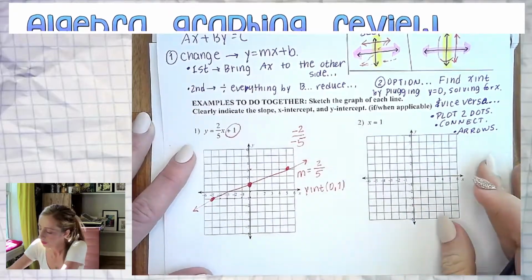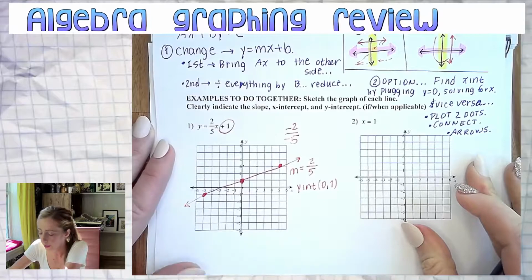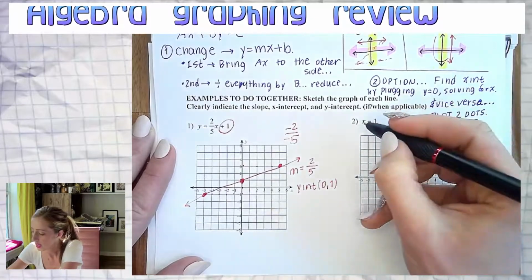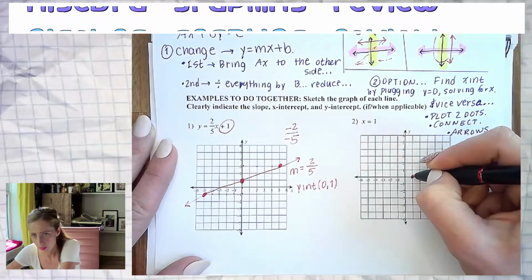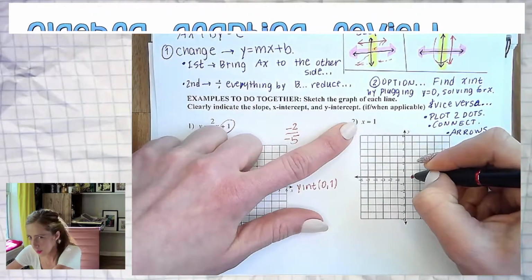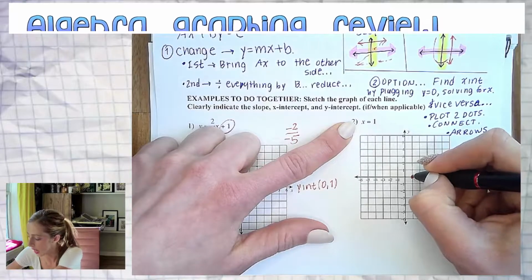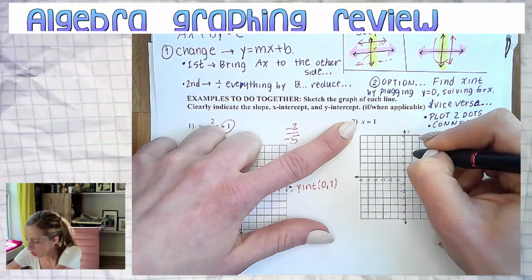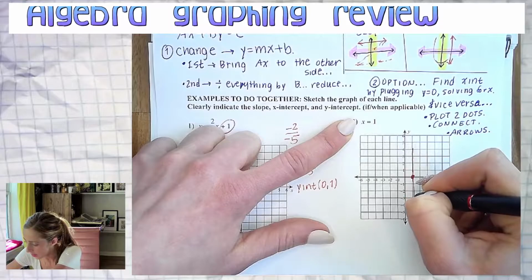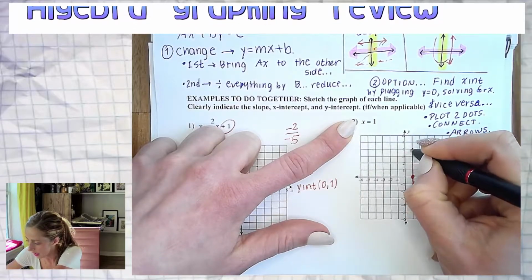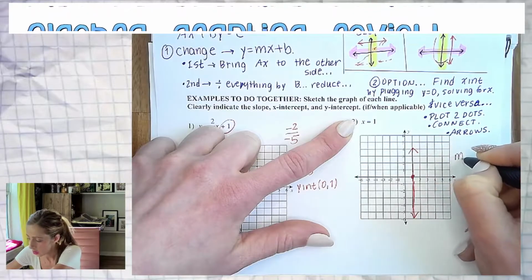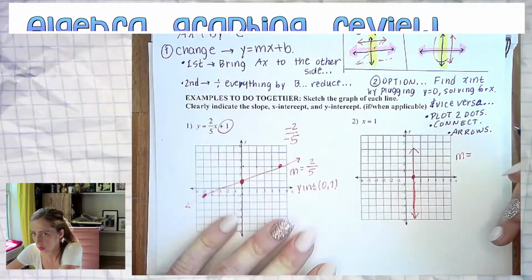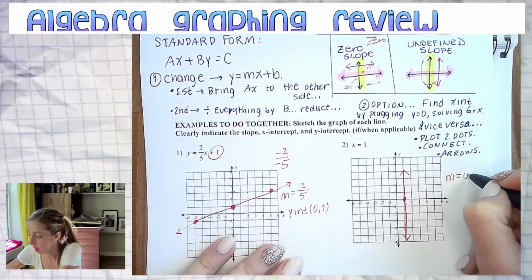Number 2, anytime you get x equals a number, all you have to do is go to the x-axis, find that number, and if it's x equals a number, it's a vertical line. That's up and down. So all you do is draw a vertical line straight through whatever that value is. And that's all there is to it.